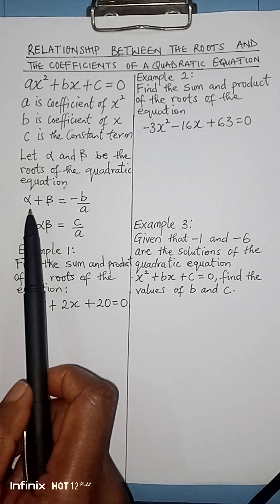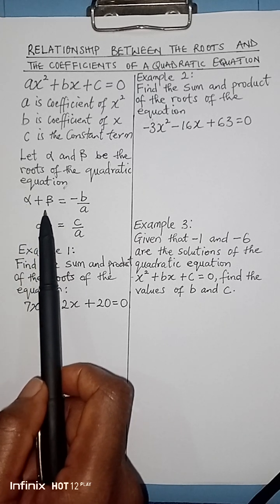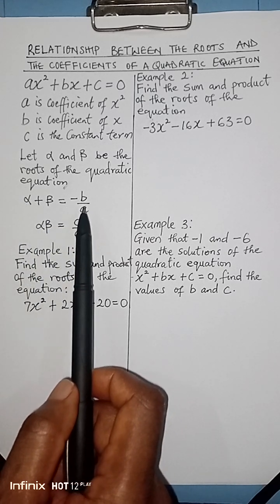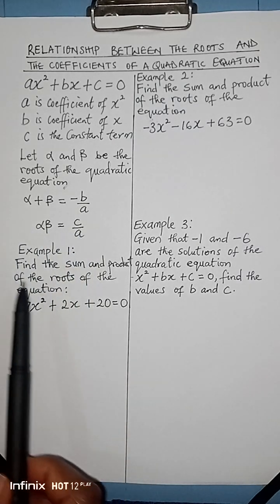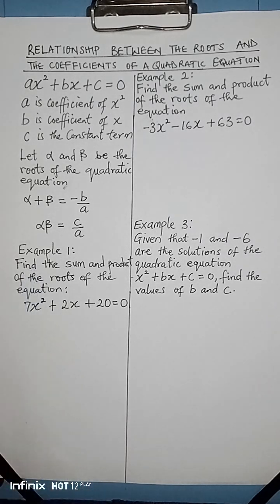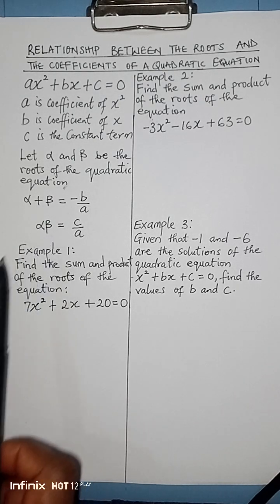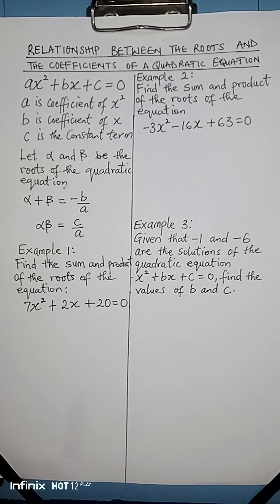In that case, if we add the two roots together, alpha plus beta is going to be minus b over a. This is a formula derived for solving the sum of the roots of a quadratic equation. And alpha beta, which is equal to c over a, is the formula derived from the quadratic equation for solving the product of the roots of the quadratic equation.